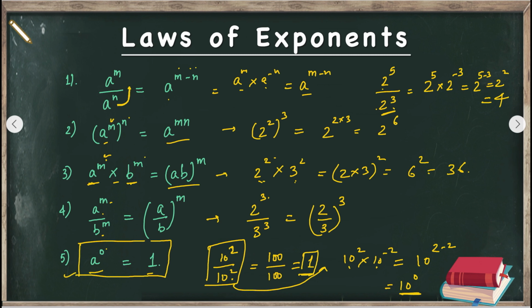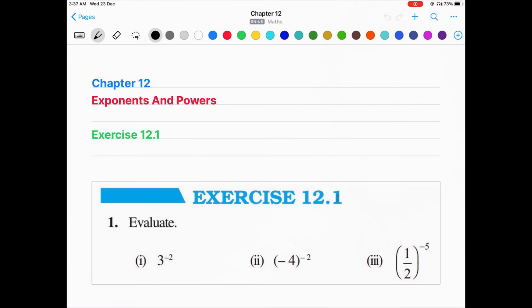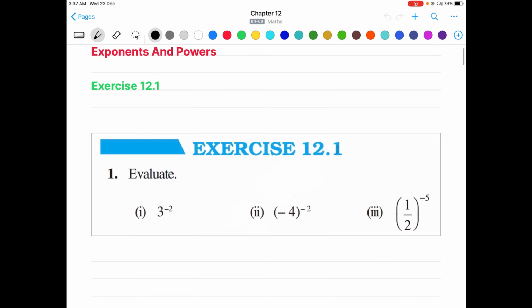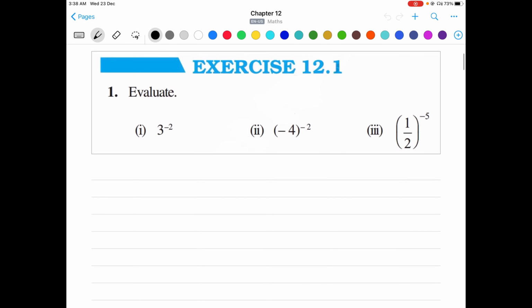Now we are going to use these five laws to solve the questions given in Exercise 12.1. So now let's start Exercise 12.1. The first question here is, we have to evaluate these given numbers. Let's start.